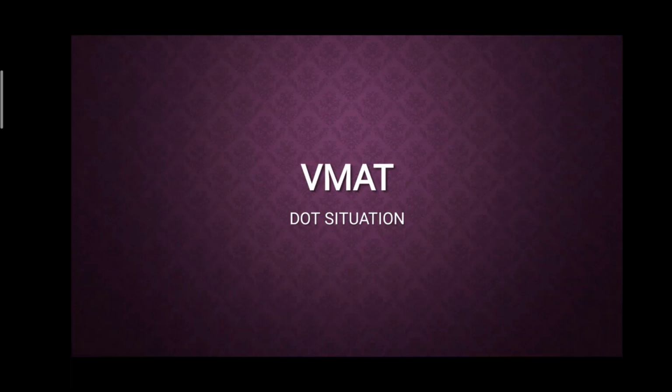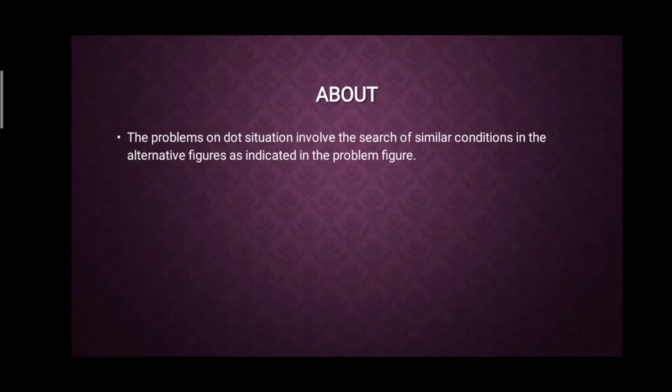Today, our topic for VMAT is dot situation. In dot situation, you will be given a problem figure and similar conditions will be mentioned in alternate figures that will be given to you as options. You will have to search for an answer that is similar to the problem figure that is given to you. Now in the problem figure you will be given one or more than one dots in the figure.